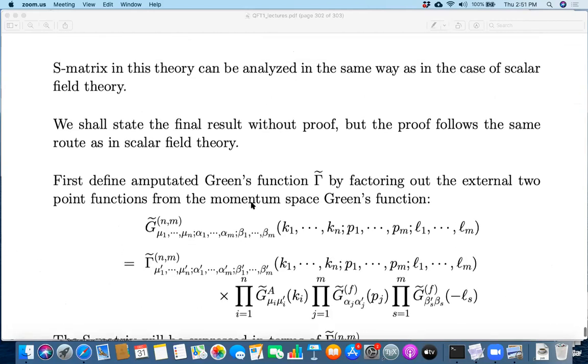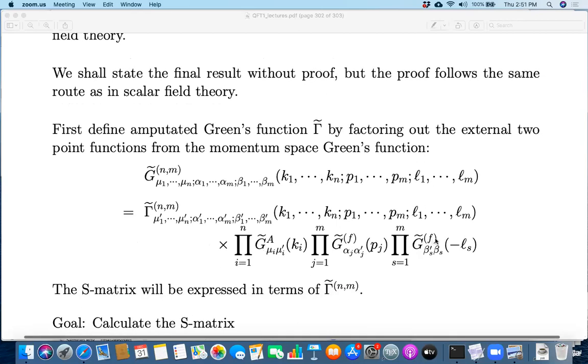So first we introduce, as in the case of scalar field theory, the amputated Green's function, which I'll denote by gamma tilde. We introduce it by simply factoring out the external 2-point functions from the momentum space Green's function. So this was the momentum space Green's function, with all the delta functions put in. We define gamma tilde as the amputated Green's function, where you factor out the 2-point functions.